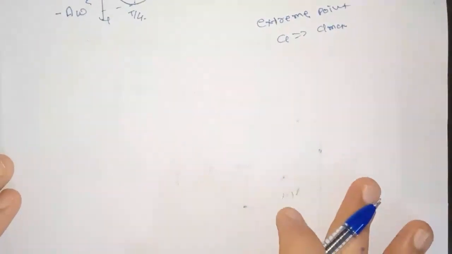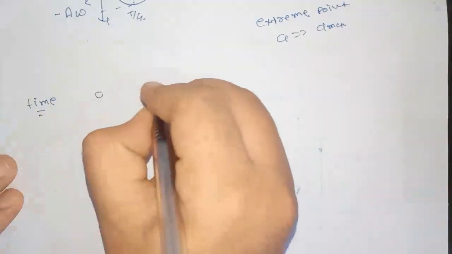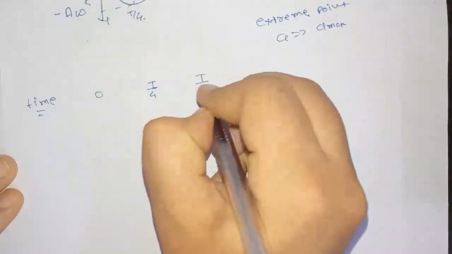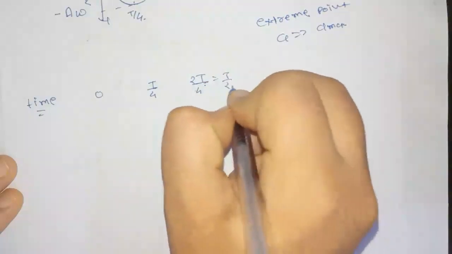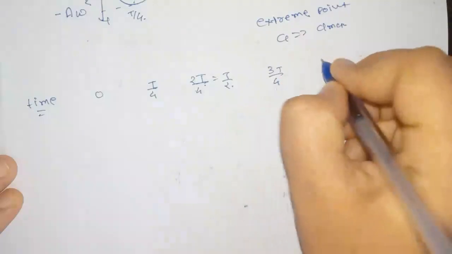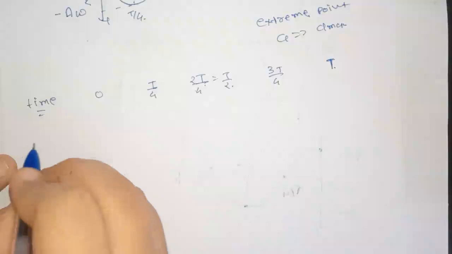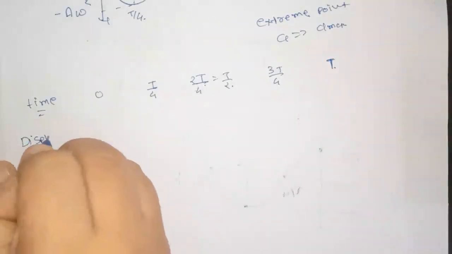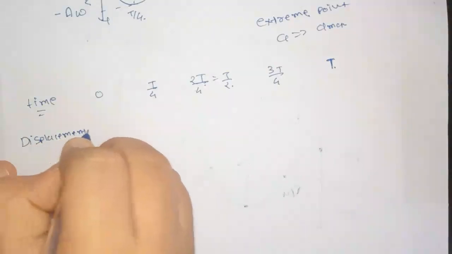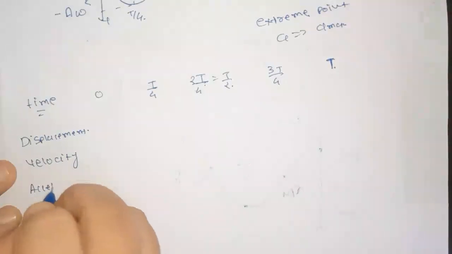So let us conclude and write the summary. At different time instants, 0, T by 4, 2T by 4, that is equal to T by 2, 3T by 4 and 4T by 4, that is equal to T, we will see the value of displacement, velocity and acceleration.